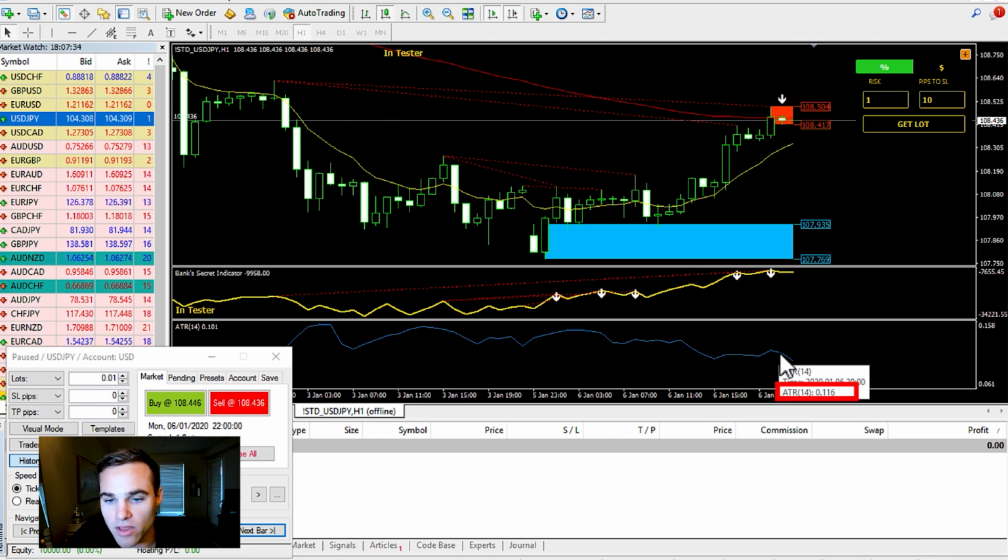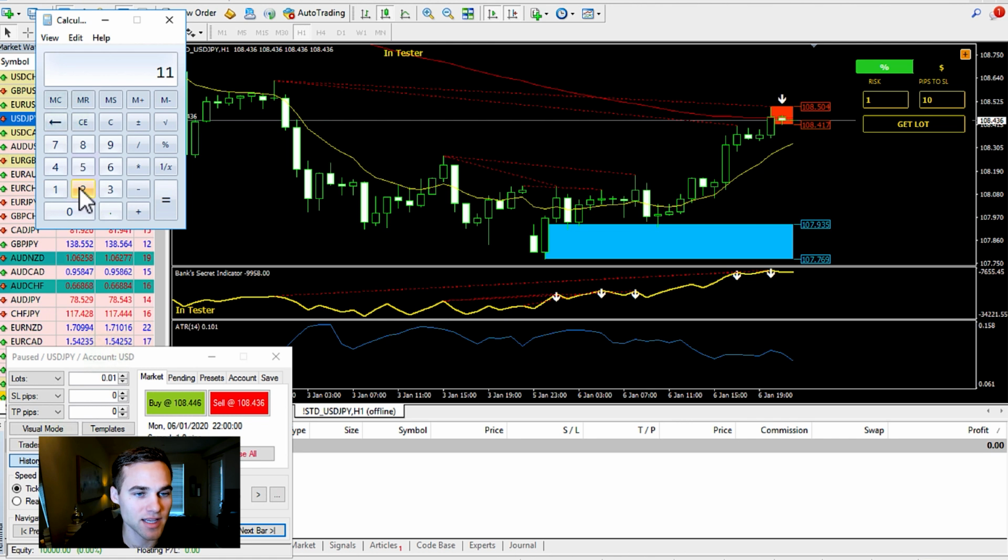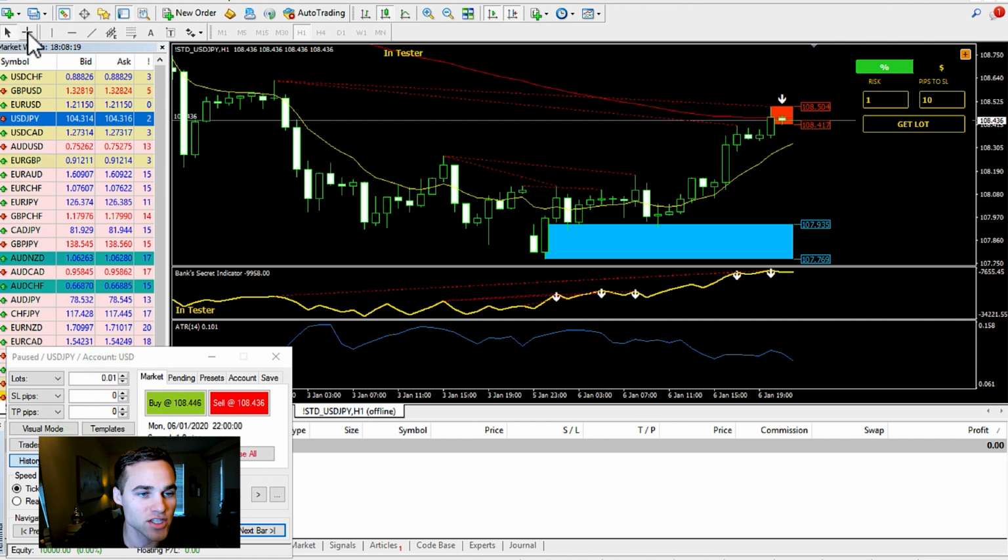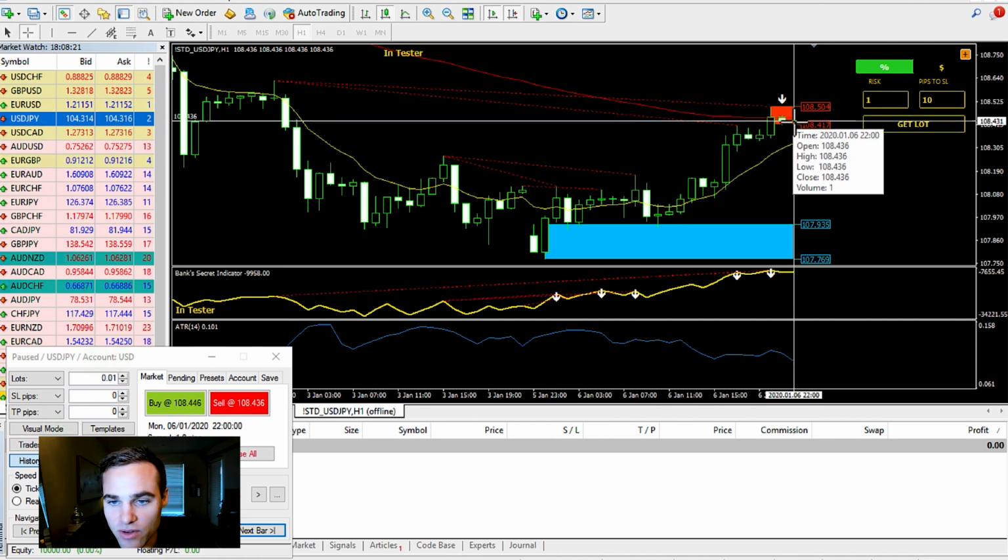What I'm going to do is look at what the ATR is at this time. I can see that the ATR is about 112 or so. So I'm going to grab my calculator and do the math really quick. So let's say 112 times 1.5. And I can see that I want to put my stop loss at 168, which means I would want to put my take profit at 2 times this, right? 168 times 2 would be my take profit. So that's 336.